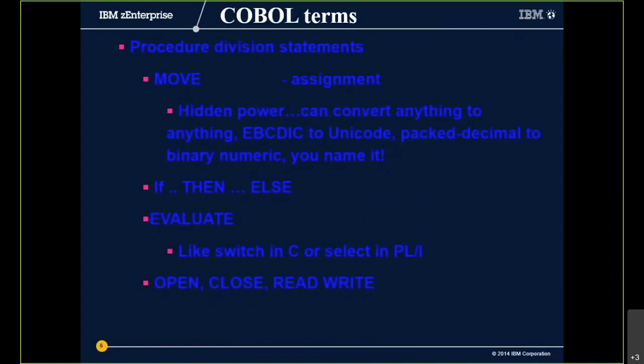It's kind of subtle, but the move statement in COBOL can convert any data type to any other data type. For example, if I move a character data item, and characters on mainframe are in an encoding called EBCDIC. You might have heard of ASCII, A-S-C-I-I. That's what non-mainframe systems use pretty much, like Windows and Unix. But on mainframe we use EBCDIC, and if I move an EBCDIC character string in an EBCDIC data item to a Unicode data item, the move statement will convert the data type from EBCDIC to Unicode.